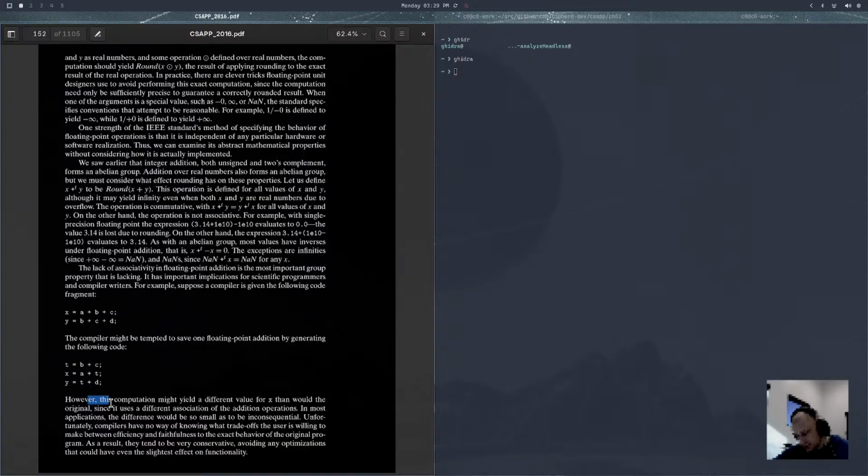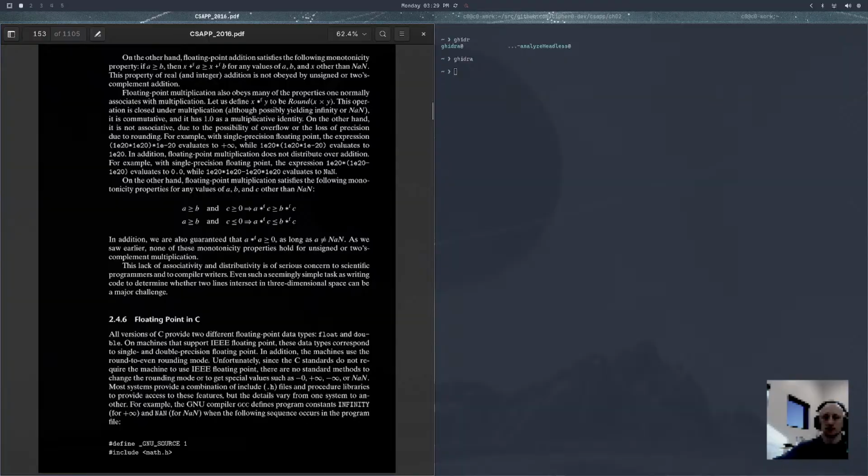However, this computation might yield a different value for x than would the original, since it uses a different association for the addition operations. In most applications, the difference would be so small as to be inconsequential. Unfortunately, compilers have no way of knowing what trade-offs the user is willing to make between efficiency and faithfulness to the exact behavior of the original program. As a result, they tend to be very conservative, avoiding any optimizations that could have even the slightest effect on functionality. On the other hand, floating point addition satisfies the following monotonicity property.